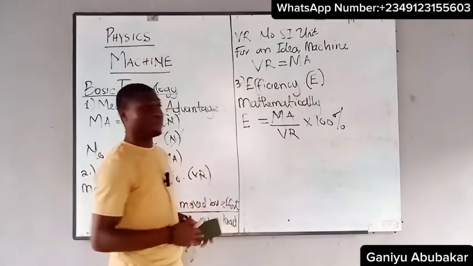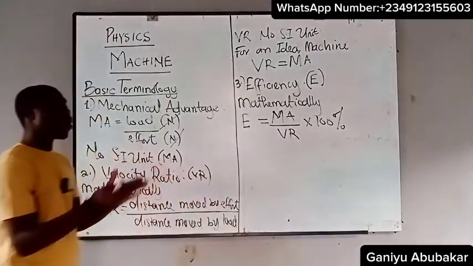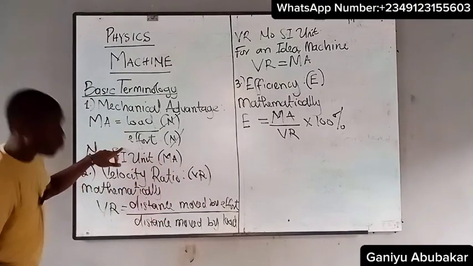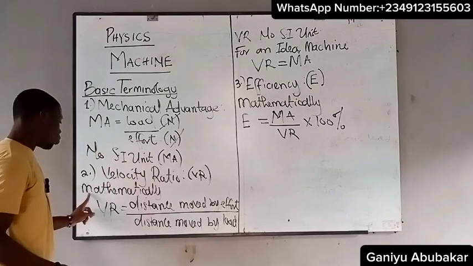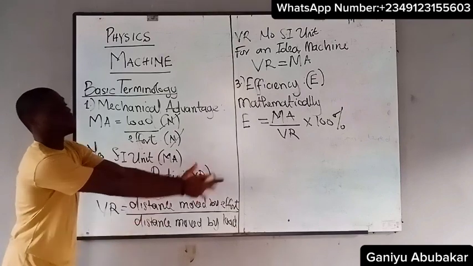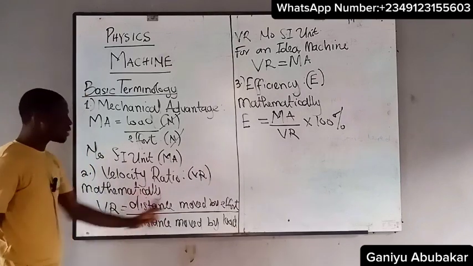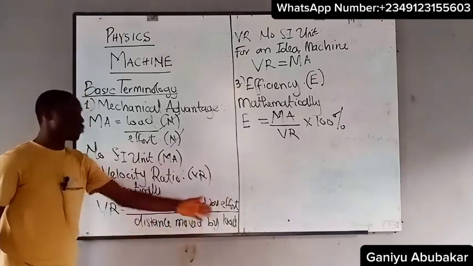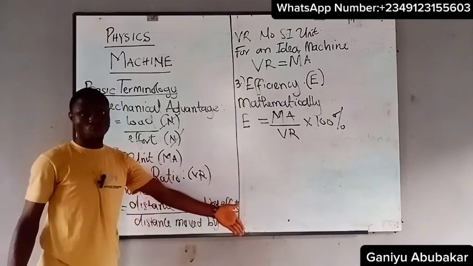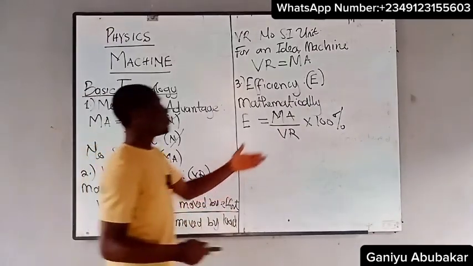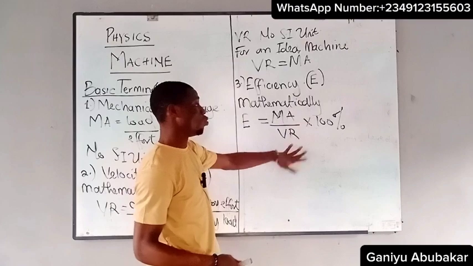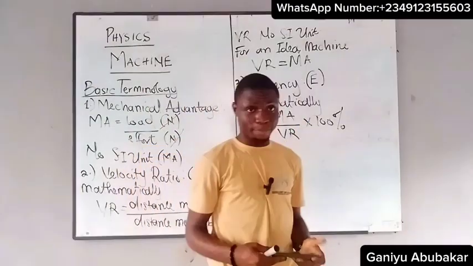So note that when it comes to mechanical advantage, the formula there is load over effort. When it comes to velocity ratio, effort comes before load, but in terms of distance: I have distance moved by effort all over distance moved by load. I have this one here. Similarly, we said efficiency is the ratio of mechanical advantage to velocity ratio multiplied by 100%.